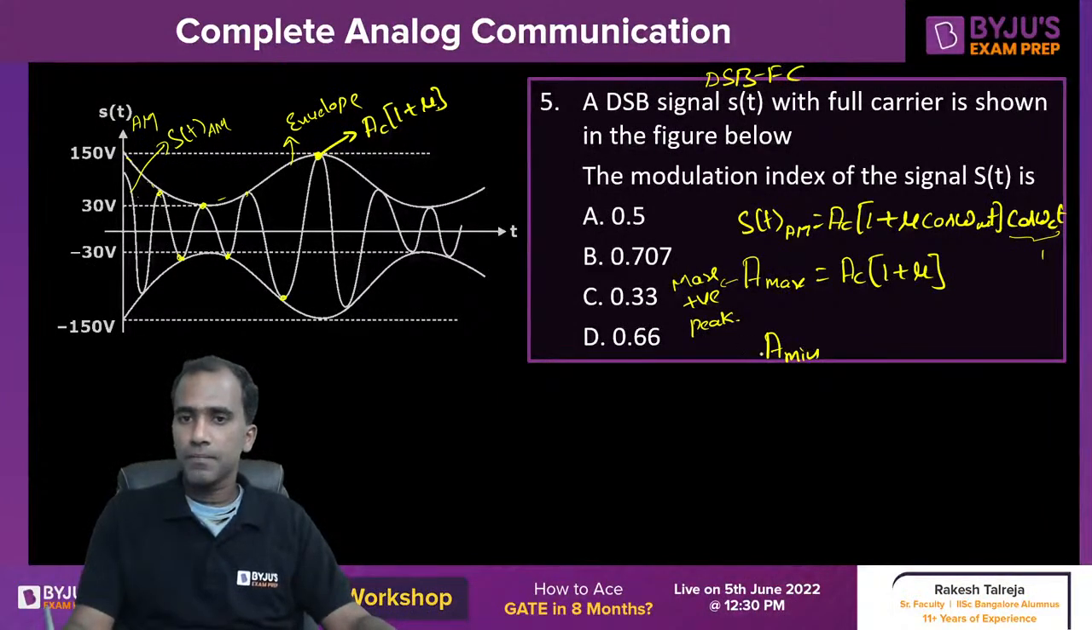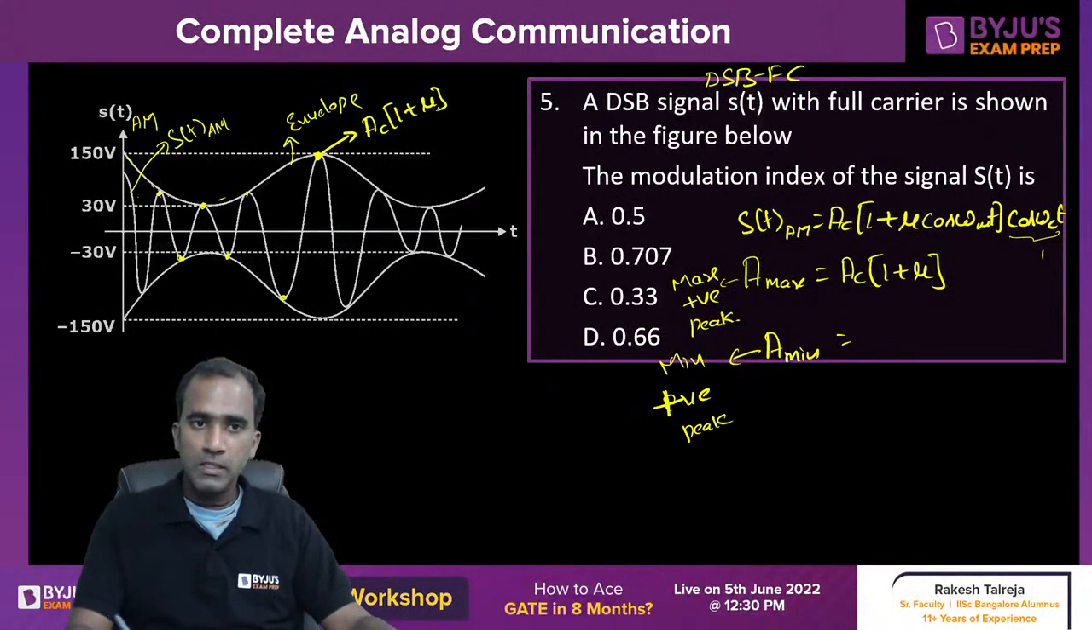A min. We are interested in the minimum positive peak. Positive peak means when cos omega t becomes plus 1, that is when we get positive peak. We want only positive peaks, and we want the minimum positive peak. So we get positive peak when cos omega ct is plus 1, and the amplitude of the positive peak is decided by this part. When this part becomes minimum, we get minimum positive peak.